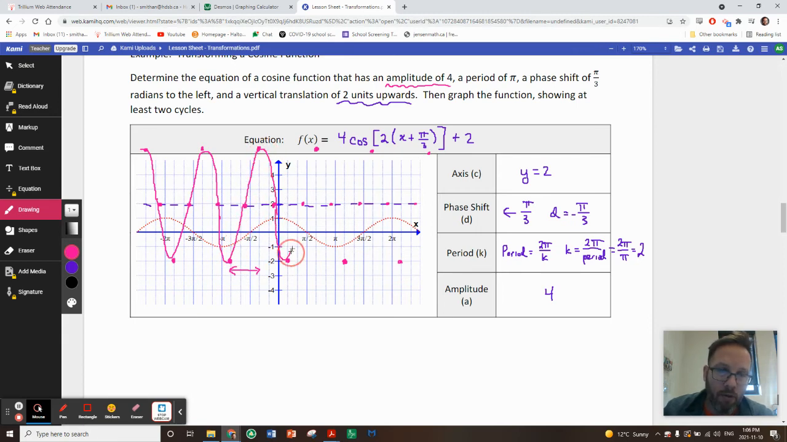Maybe I'll make a little mental note for this question, just to change the scale up a little bit, because we're graphing way more cycles than we needed to. All right, nice. So again, guys, you can do this kind of question where you just have a graph and you can pick off the amplitude, the period, the phase shift, the axis. Those are all things you can read off of a graph, and so you can build an equation just like we did here.